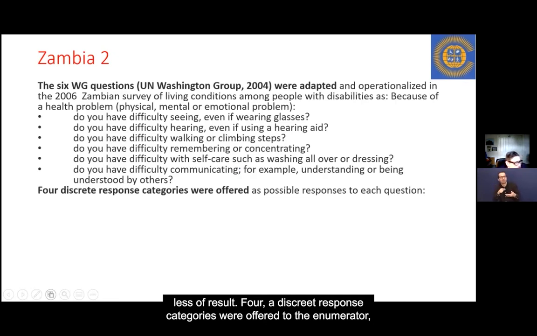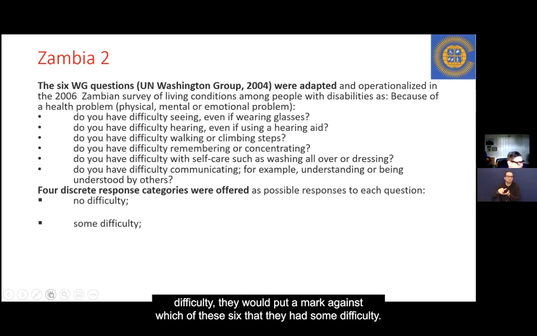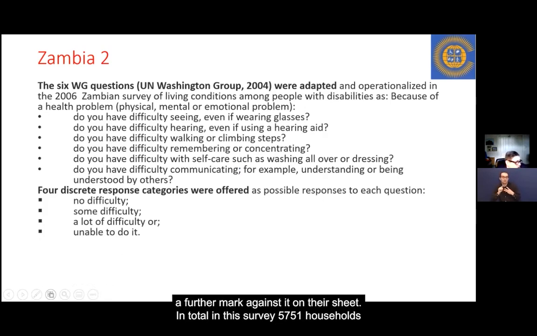Four discrete response categories were offered to the enumerator. If they said no difficulty, that was as far as they went. If they said some difficulty, they would put a mark against which of these 6 they had some difficulty. A lot of difficulty, a mark against that. And unable to do it at all, a further mark against it on their sheet.